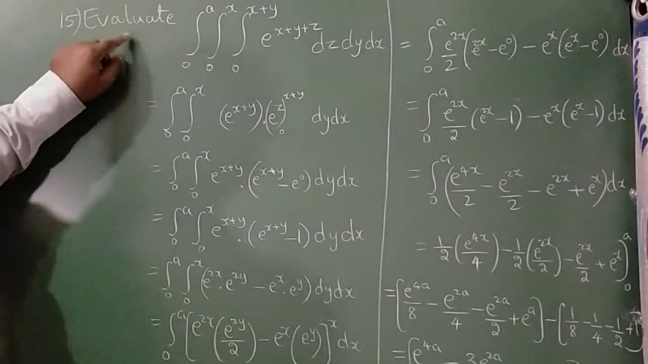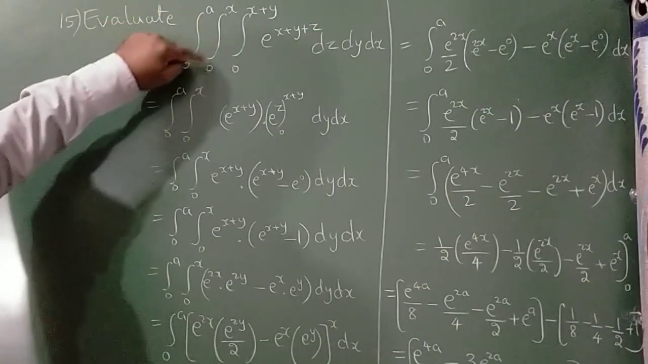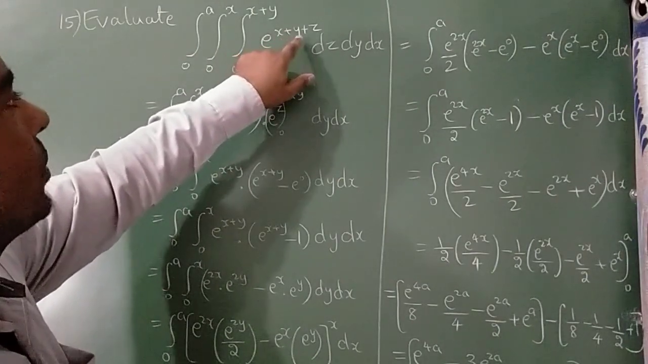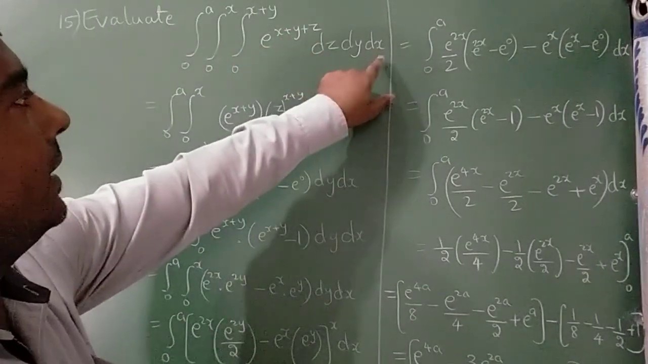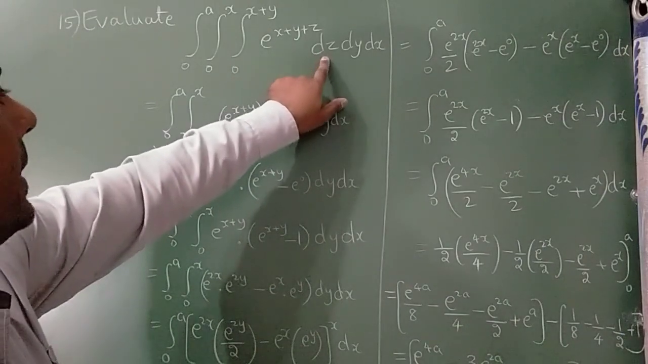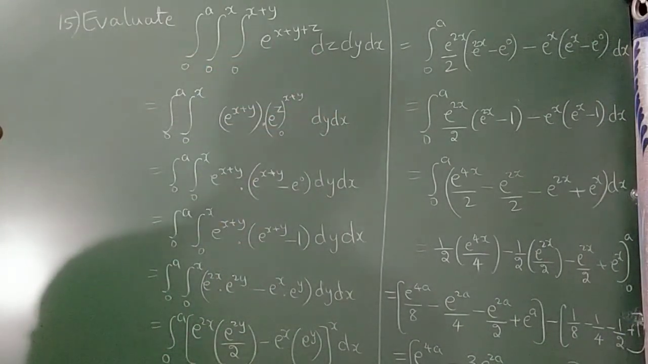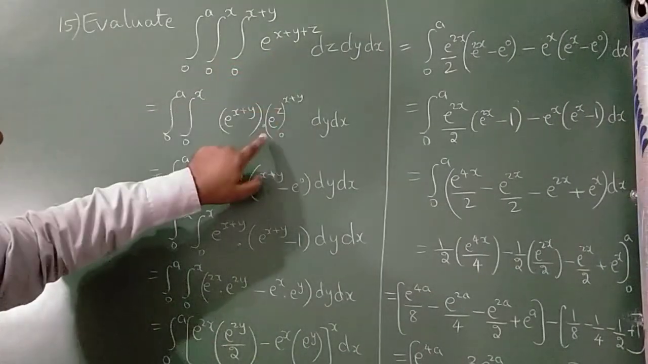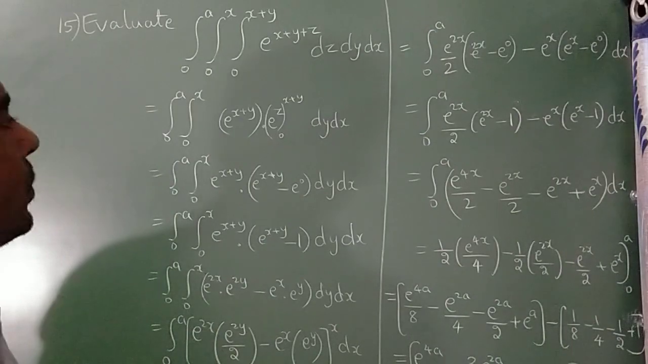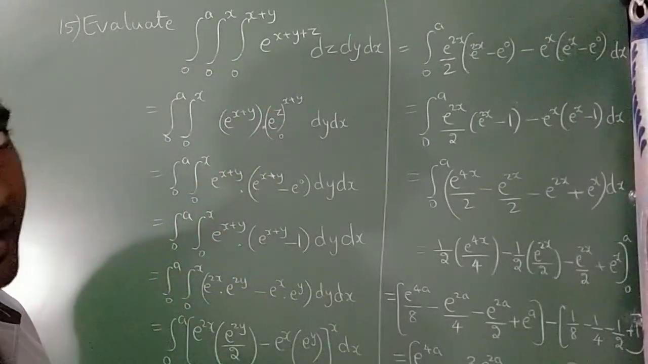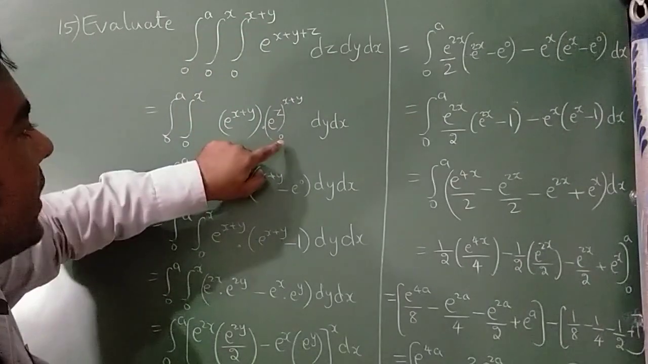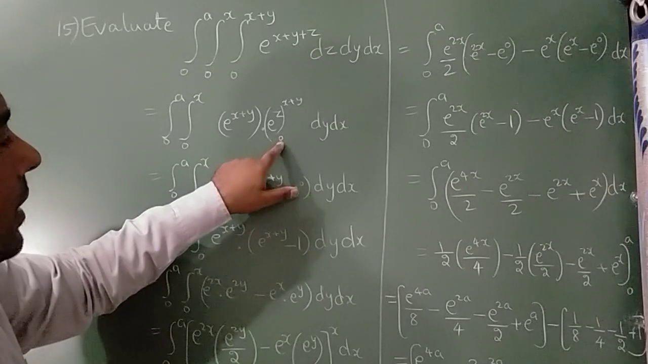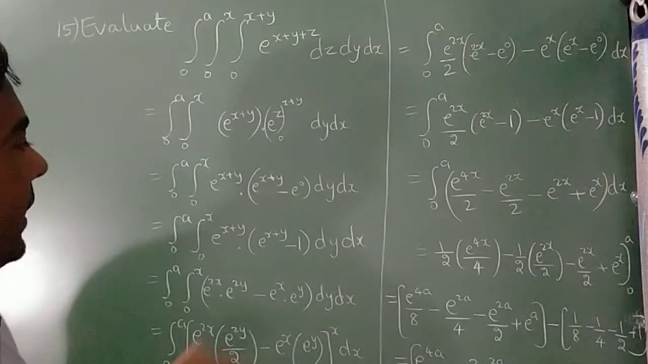Now next question. Evaluate the integral from 0 to a, 0 to x, 0 to x plus y of e raised to x plus y plus z, dz dy dx. Since first is dz, I need to integrate this whole thing with respect to z. So e raised to x plus y, I have separated this as e raised to x into e raised to y, since it is an exponent. Integration of e raised to z is e raised to z itself, and the range is 0 to x plus y. Where there is a z, I have to substitute x plus y, and the lower limit gives e raised to 0. E raised to 0 is 1.